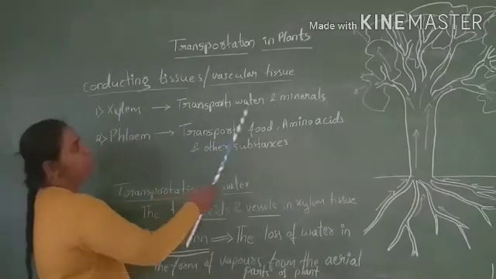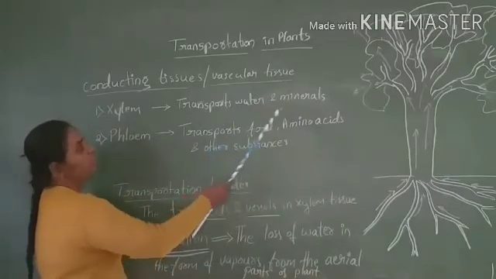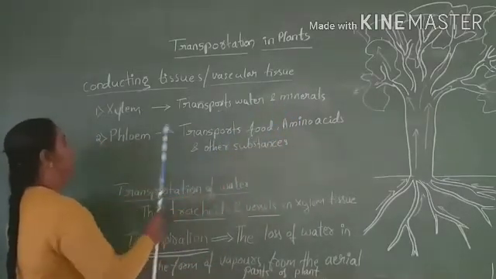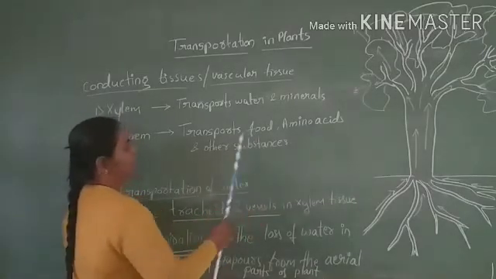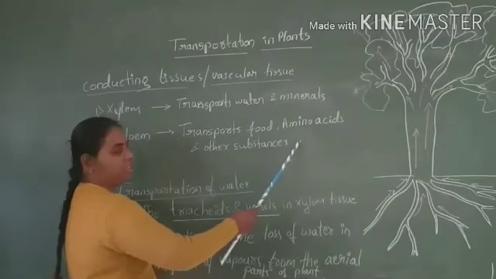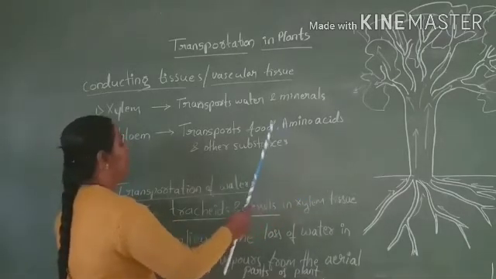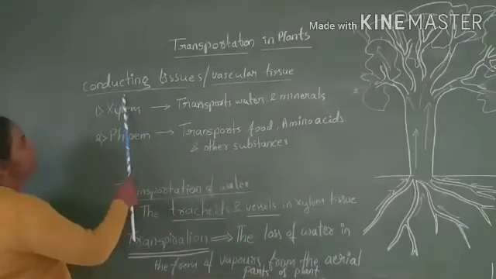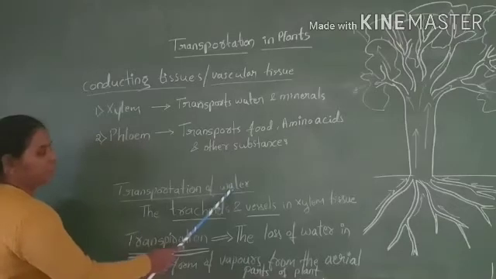Xylem transports water and mineral nutrients from the roots to the upper part of the plant body, and phloem transports food, amino acids and other substances that are produced during photosynthesis in leaves to the different parts of the plant body. Now we will study the transportation of water and mineral salts.